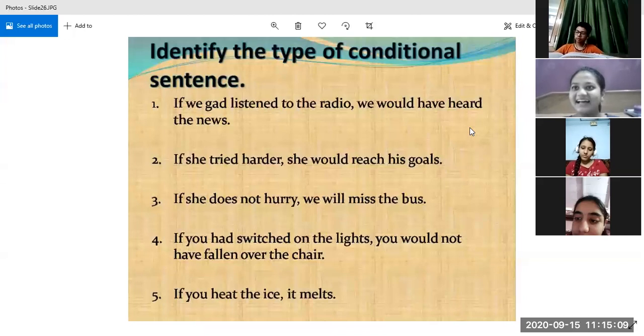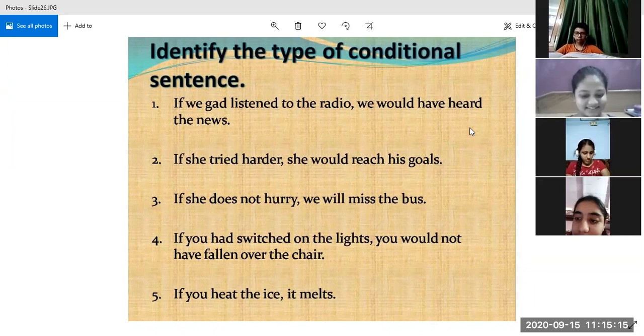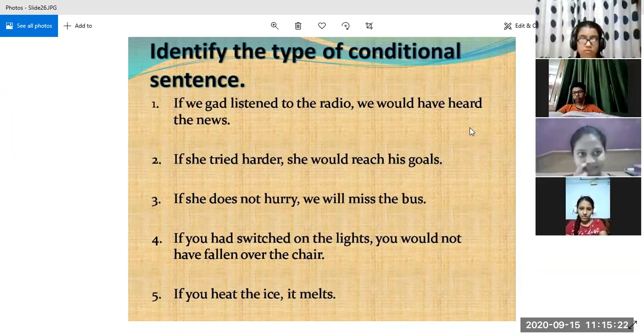Okay. First of all, tell me where is the if clause and where is the main clause? Yashi, pay attention. If we had listened to the radio is the if clause. Yes, correct. We would have heard the news, the main clause. Very good. So the if clause is in past perfect, while the main clause is having what? Would plus have plus past participle. So very good, absolutely correct.